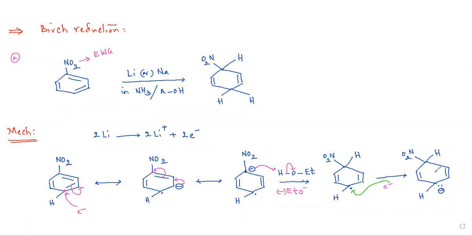Right. Now again, take another molecule of ethyl alcohol. Abstraction of this hydrogen. Ethoxide goes out. That's it. That is the final product.